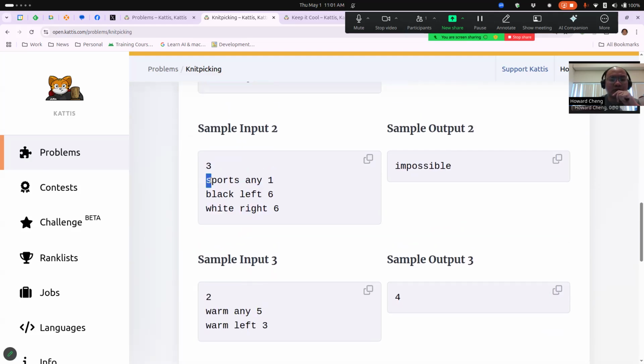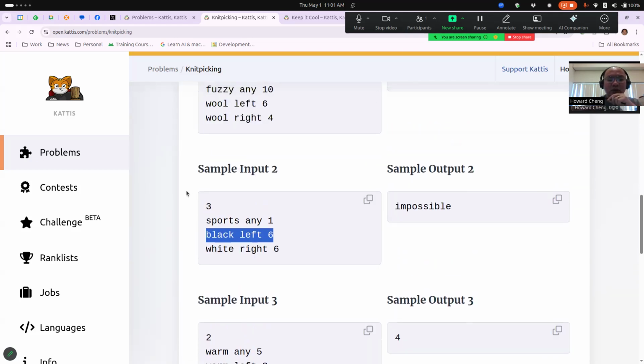Okay, here I have sports, black and white. Black has only left socks, so there's no way you can match them. White has only right socks, so you cannot match them. Sports, it's any, but there's only one of them, so there's no way you can match them. So now you ask, okay, when is it impossible? If for every sock type, either you only have left or you only have right, or you have any, but I only have one.